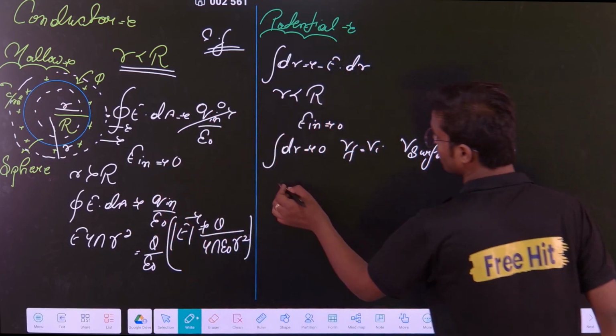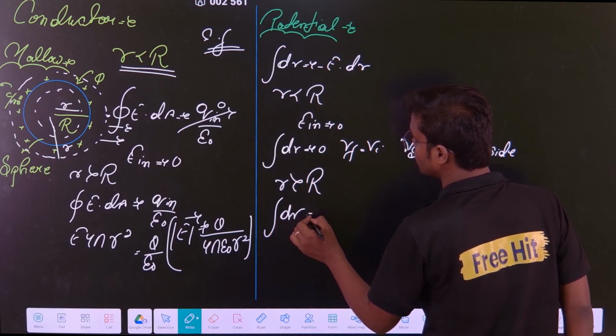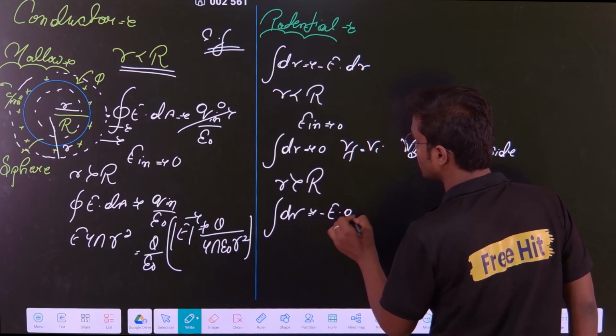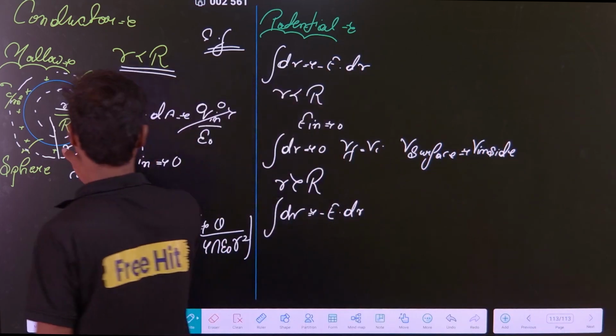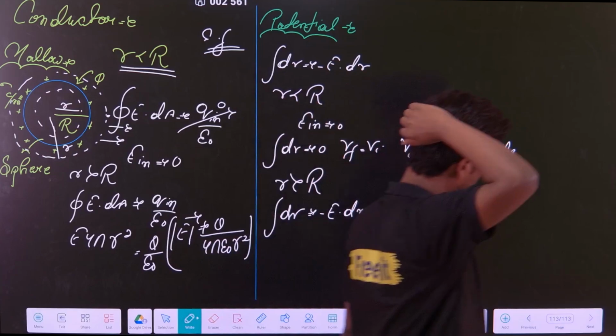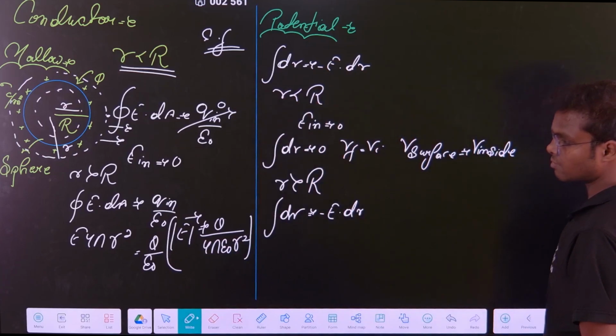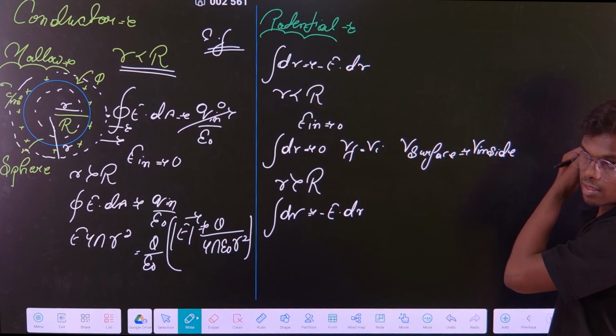Now similarly, for r greater than capital R, integral dV is equal to minus E dot dr, correct? Means we want to go up to infinity and measure the potential. So how can we do that? How can we measure the potential for this? What is the approach I will use?